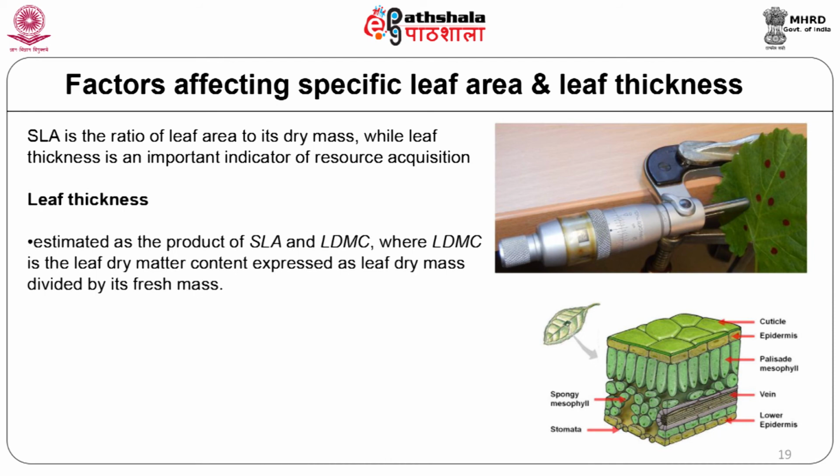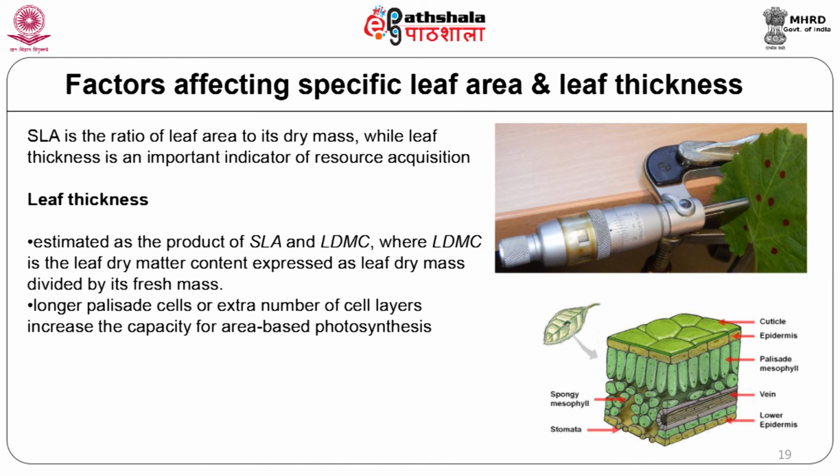Leaf thickness is estimated as a product of SLA and LDMC, where LDMC is the leaf dry matter content expressed as leaf dry mass divided by its fresh mass. Leaf thickening has been attributed to longer palisade cells or extra number of cell layers and hence can increase the capacity for area based photosynthesis. Increased carbon partitioning to leaf area growth enhances SLA.